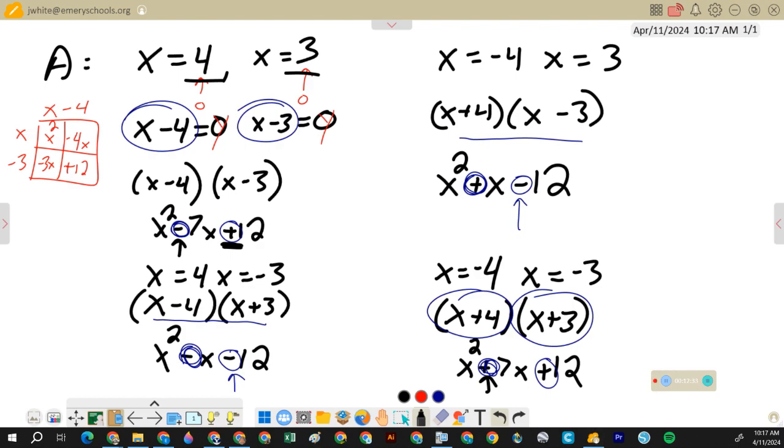All right, what about the other two? What does this tell you, and what does this tell you? What was Beckham saying? If the signs are different, then the middle term tells you which one is bigger. So if the signs are different, then the middle term will tell you which sign is bigger.